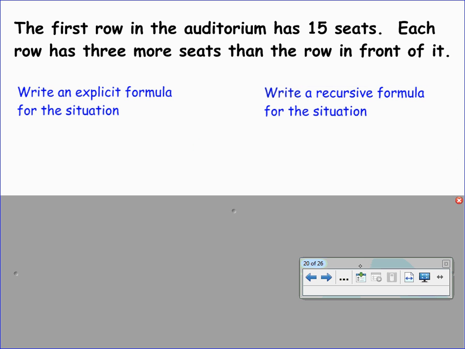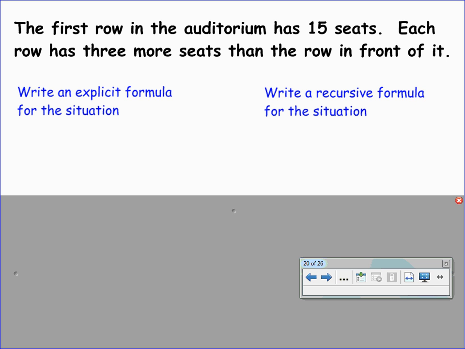All right, let's go ahead and take a look at a real world application then. The first row of the auditorium has 15 seats. Each row has 3 more seats than the row in front of it. So picture an auditorium where the first row has 15 seats, and then each row has 3 more seats than the row in front of it. Can we write an explicit formula for the situation? Can we write a recursive formula for the situation?